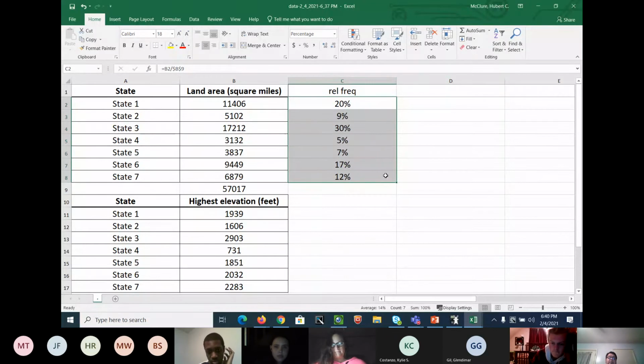And I'm going to go ahead and do it for the highest elevation also, because that would be better with a bar chart. But we'll wait and see what they ask. I'm going to go ahead and do the relative frequency.